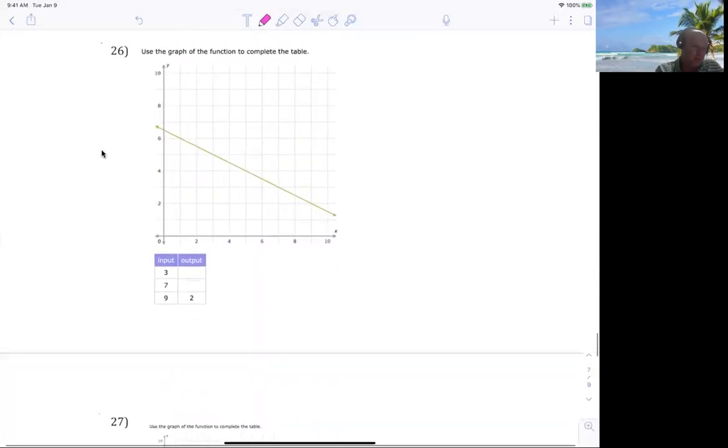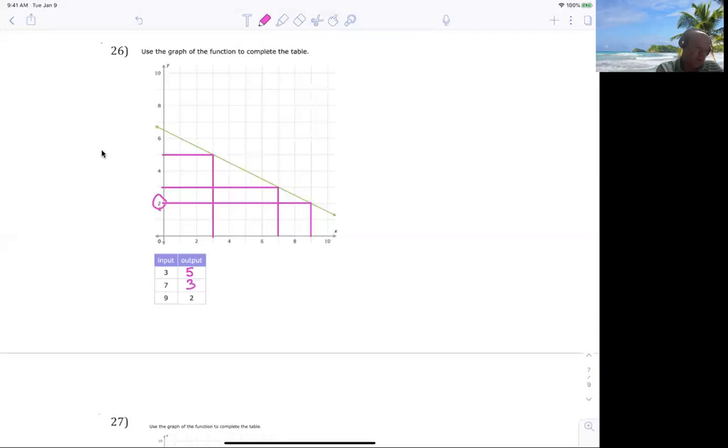Now we're trying to figure out what the output is for each input. So here's 3. Remember, we go up until we get to that point on the graph. Then we slide over to figure out what y value it is. So that was a 5. Now we go over to 7. Then we slide over to figure out what y value corresponds to that x value. And that was 3. Then I'm going to go to 9 just to double check. I go up and over, and again, that y value is 2. So they were correct.